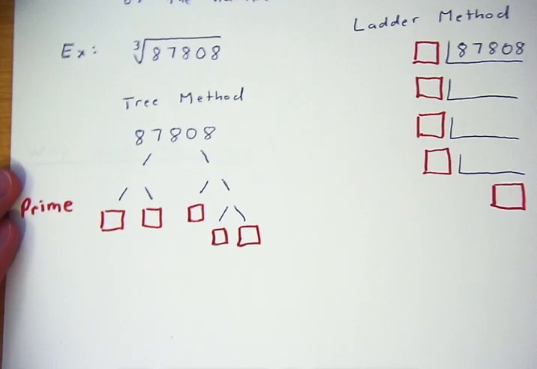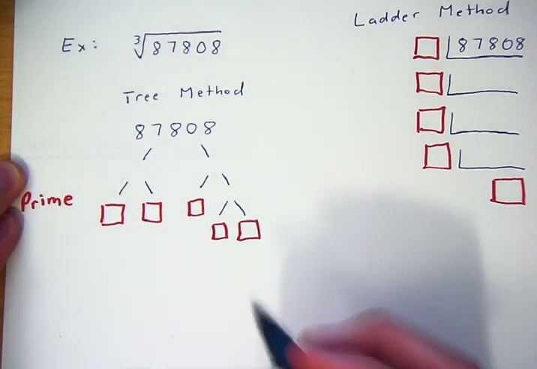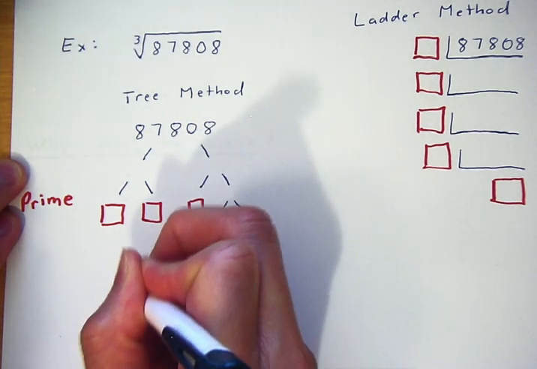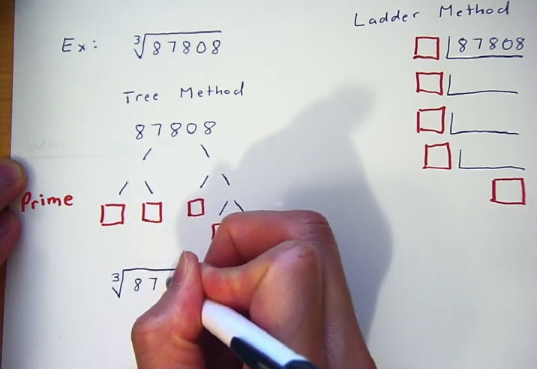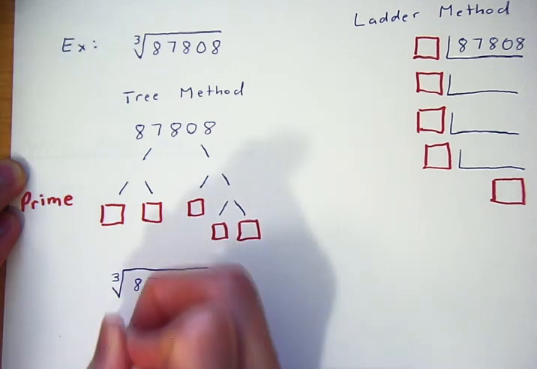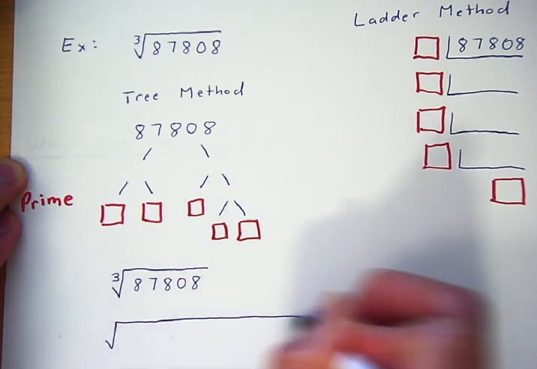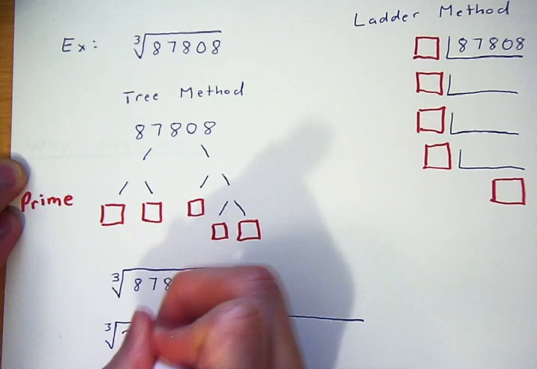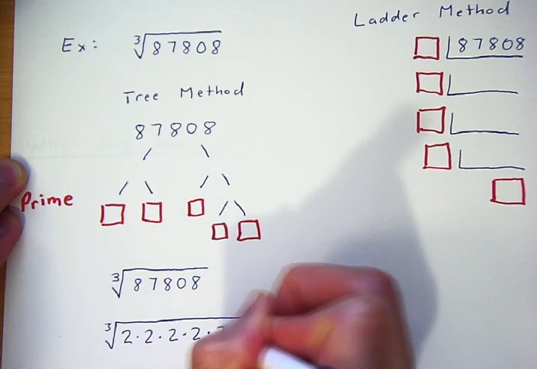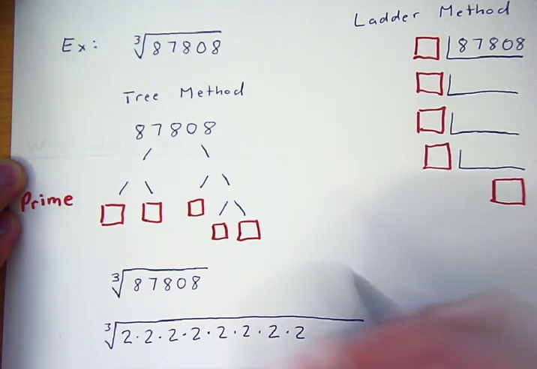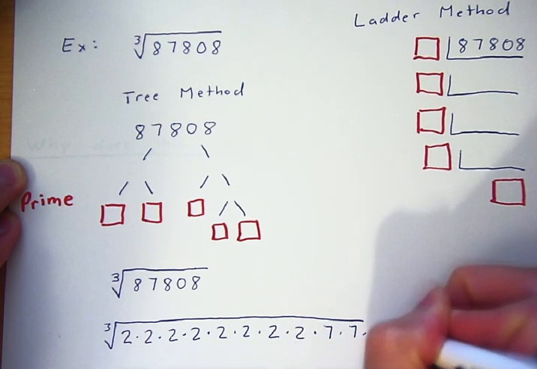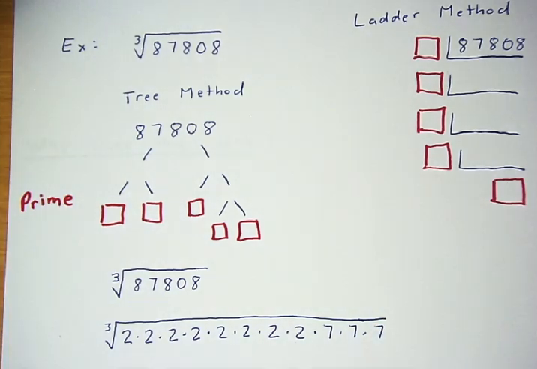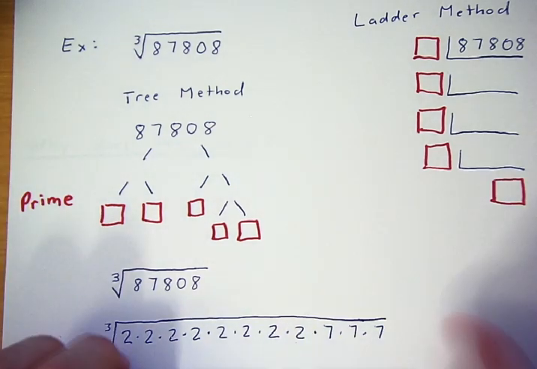Okay, so regardless of which method you decide to use, the third root of 87,808, we should have gotten 2 times 2 times 2 times 2 times 2 times 2 times 2 times 2, 8 times. And then 3 sevens.